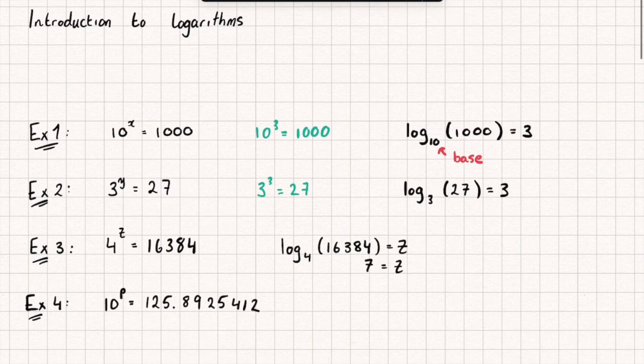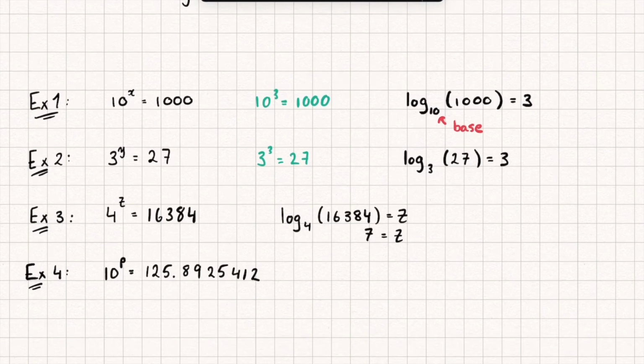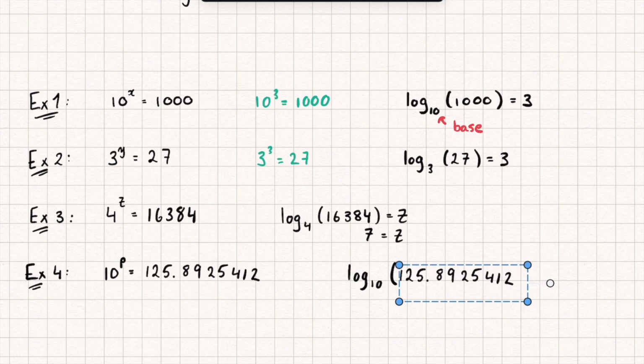Let's do the same thing now, but for question 4. So 10 to the power of p is 125 point whatever. Let's write it in logarithmic form. So it's log base 10 of, and I'm going to copy and paste this to save me a bit of time, so let's put that over there. There we go. And that is going to be equal to p. So again, let me put that in my calculator. So log base 10 of 125.8925412. And that tells me that p is equal to 2.1. So it's actually quite a nice answer, and we've solved it using logarithms.